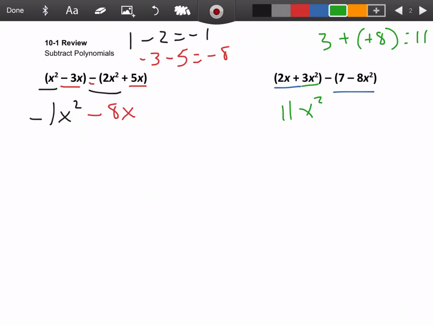11x squared plus 2x. We have the 2x there. We didn't subtract anything. And then we have a minus 7. Think of having a 0 over here. 0 minus 7, that would give us a minus 7 at the end. So these are two expressions that we simplified combining like terms using subtraction.